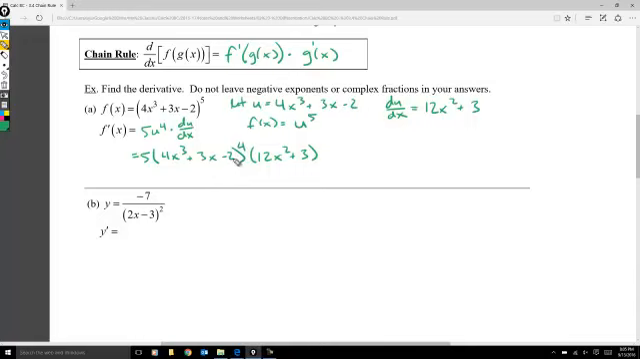So this is kind of like my outside, or my f, and I took the derivative of f. And then this is my inside, this is my g, and I took the derivative of g and I put it here. All right, let's work through another one.